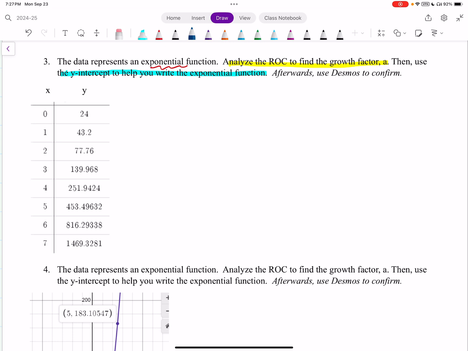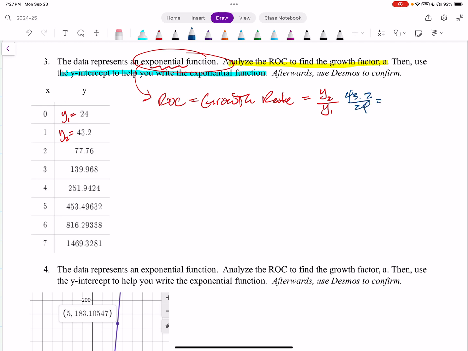So the rate of change. Here it's exponential. So because it's exponential, the rate of change, your growth factor here, if things are increasing over time, let's call it a growth rate. That's equal to the second y value divided by the first y value. So the first y value is 24, the second y value is 43.2. To figure out your growth rate, you got to divide the two. So let's take 43.2, divide that by 24.